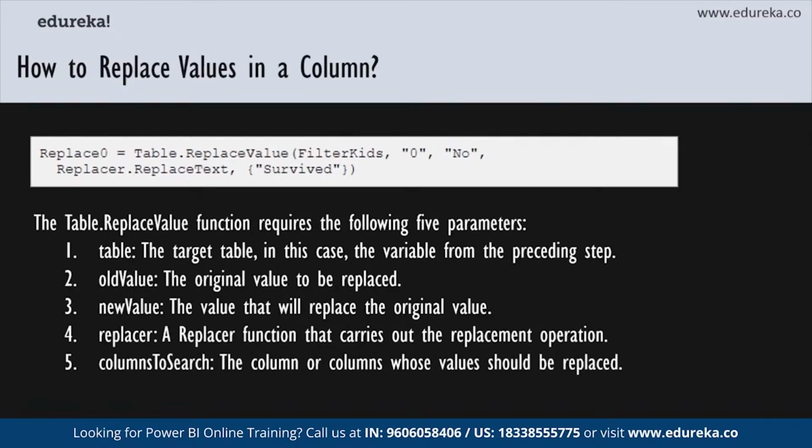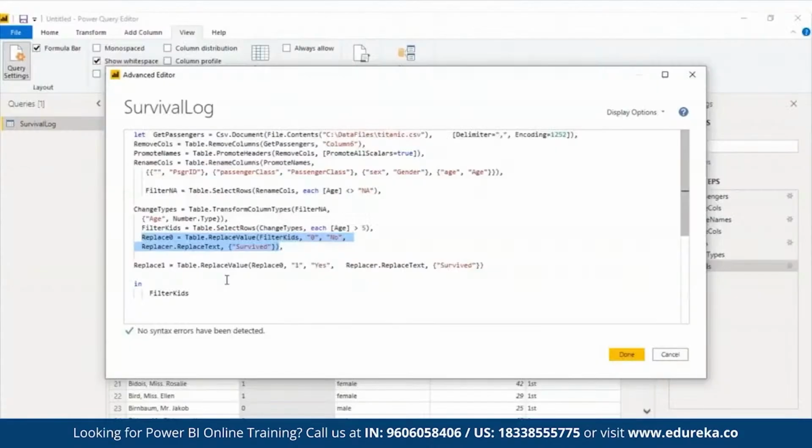Now, most of the parameters should be self-explanatory except perhaps the replacer parameter. For this, you can choose from several functions that work in conjunction with the replace value function to update the values. In this case, the replace text function is used because text values are being replaced. So first, what we're going to do is replace the 0 values with no. And after you replace the 0 values, you can replace the 1 values with yes using the same construction.